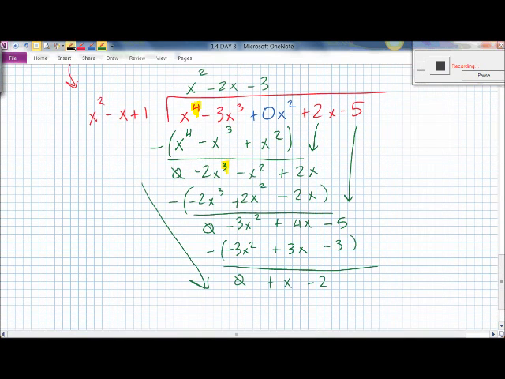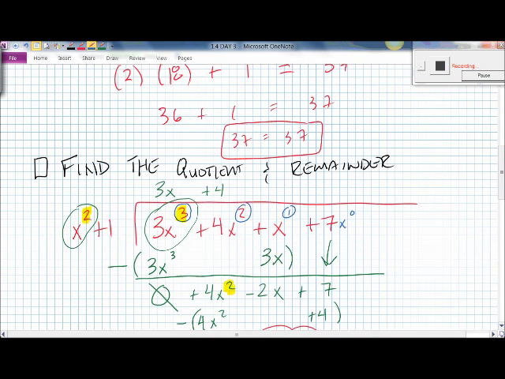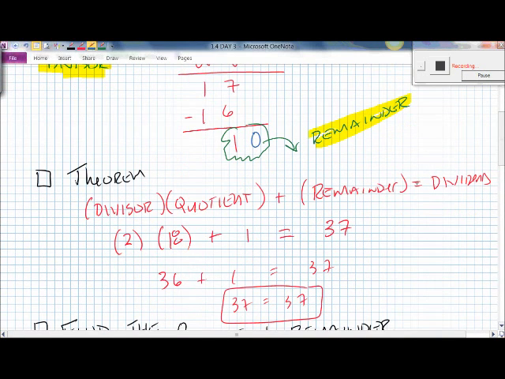No. So let's identify the pieces here. What do we call this piece? Divisor. What do we call this piece? Quotient. What do we call this piece? Dividend. And what do we call this piece? And how can I check to make sure I did it right? The theorem, which is right there. You're going to have to do it at least once.